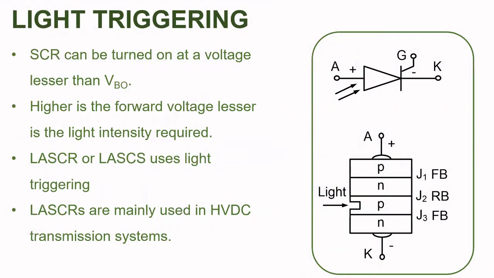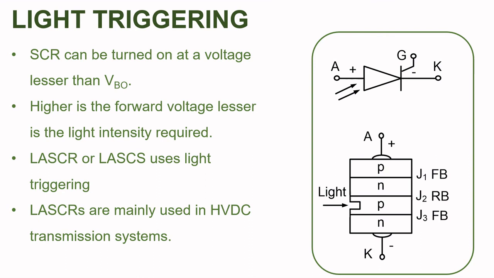Let us see some important points regarding light triggering. With the help of light triggering, SCR can be triggered or turned on at a voltage lesser than that of forward breakover voltage, which is similar to that of the gate triggering. Higher is the forward voltage, lesser is the light intensity required for turning on the SCR. Again, this point is also similar to that of the gate triggering.